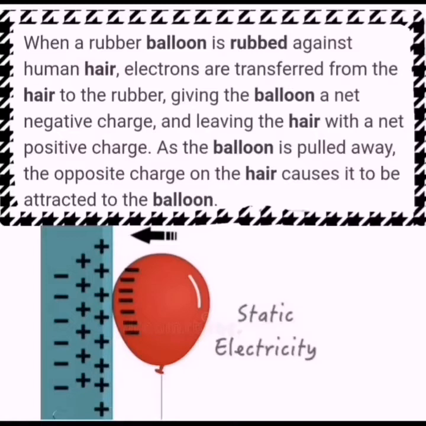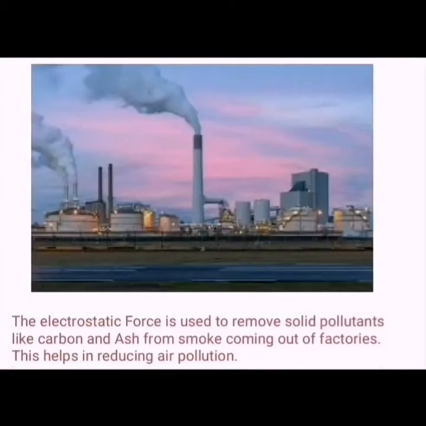When a balloon is rubbed against the human hair, electrons are transferred from the hair to the rubber, giving the balloon a net negative charge and leaving the hair with a net positive charge. As the balloon is pulled away, the opposite charge on the hair causes it to be attracted to the balloon. The electrostatic force is used to remove solid pollutants like carbon and ash from smoke coming out of the factories. This helps in reducing air pollution.